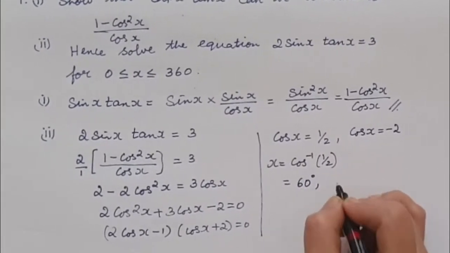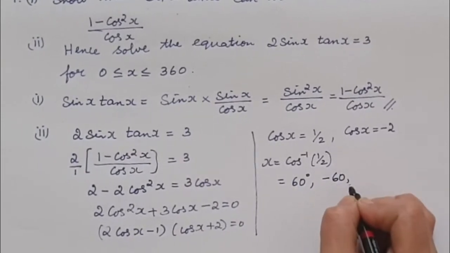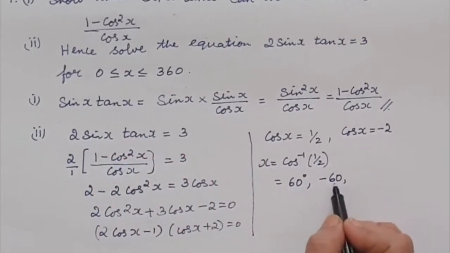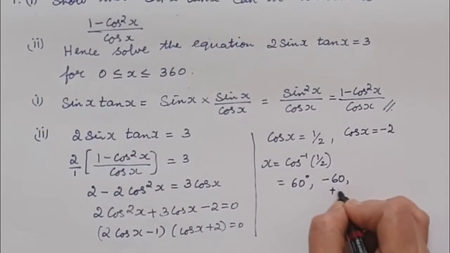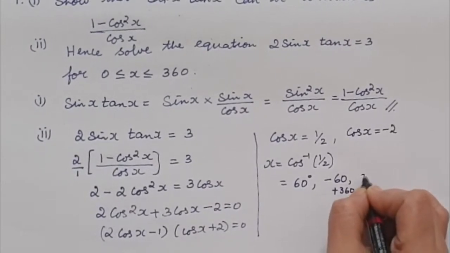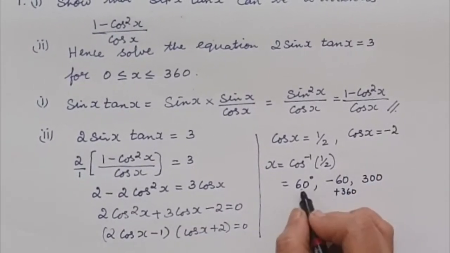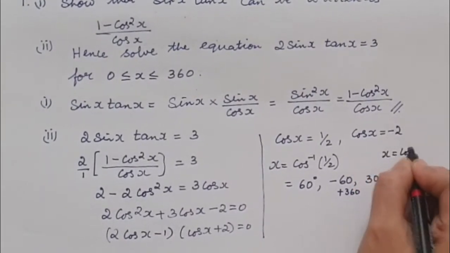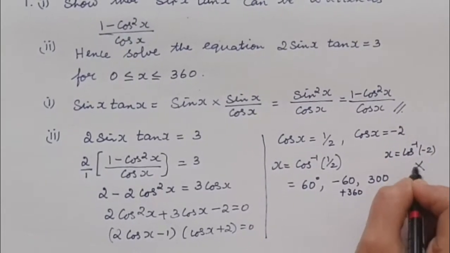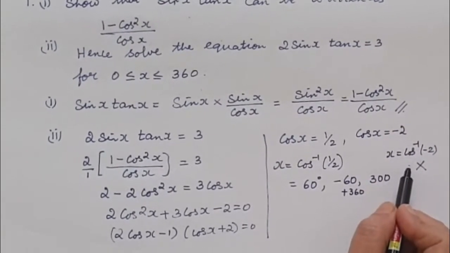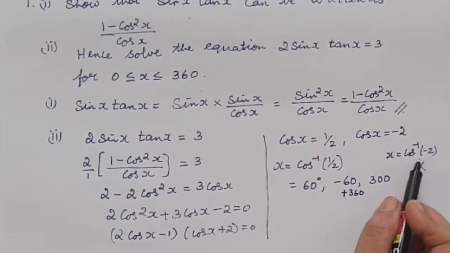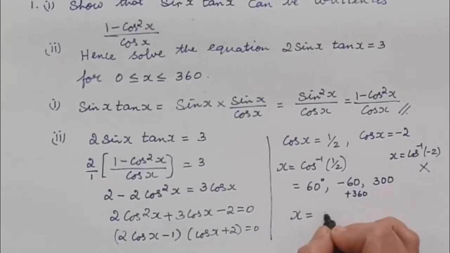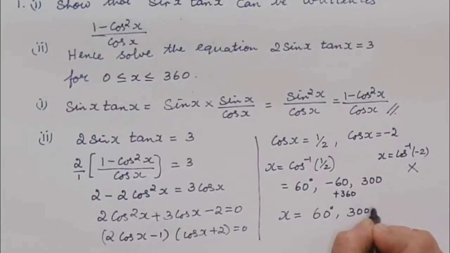Now for our second answer, we take the negative of it, and when we add 360 to minus 60, we get 300. Adding 360 to 60 goes outside our interval. So we have this one and this one in the interval. And x equal to cos inverse of minus 2 is not possible, as the minimum value which cos can take is negative 1. If you use your calculator, you'll get a math error. So the only possible values for x will be 60 degrees and 300 degrees.